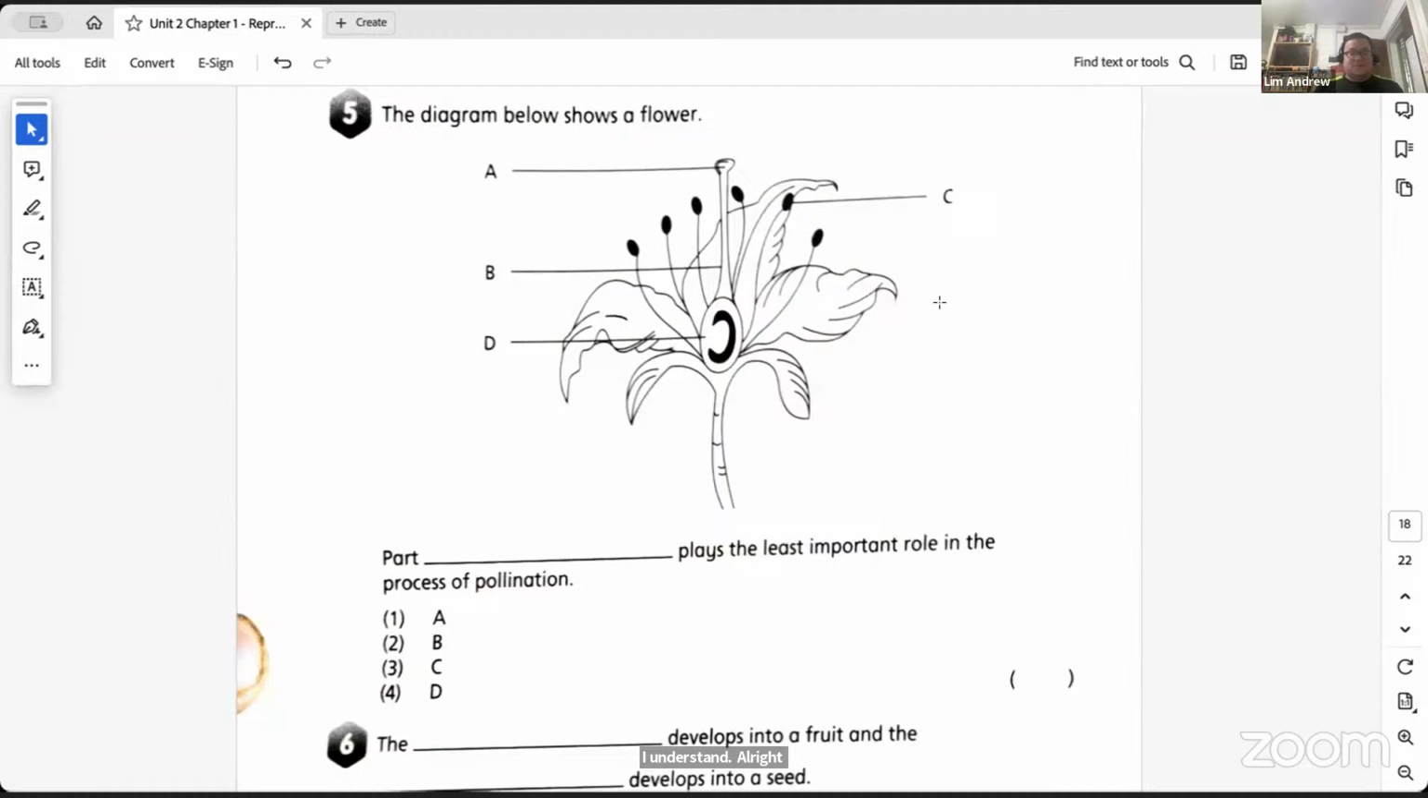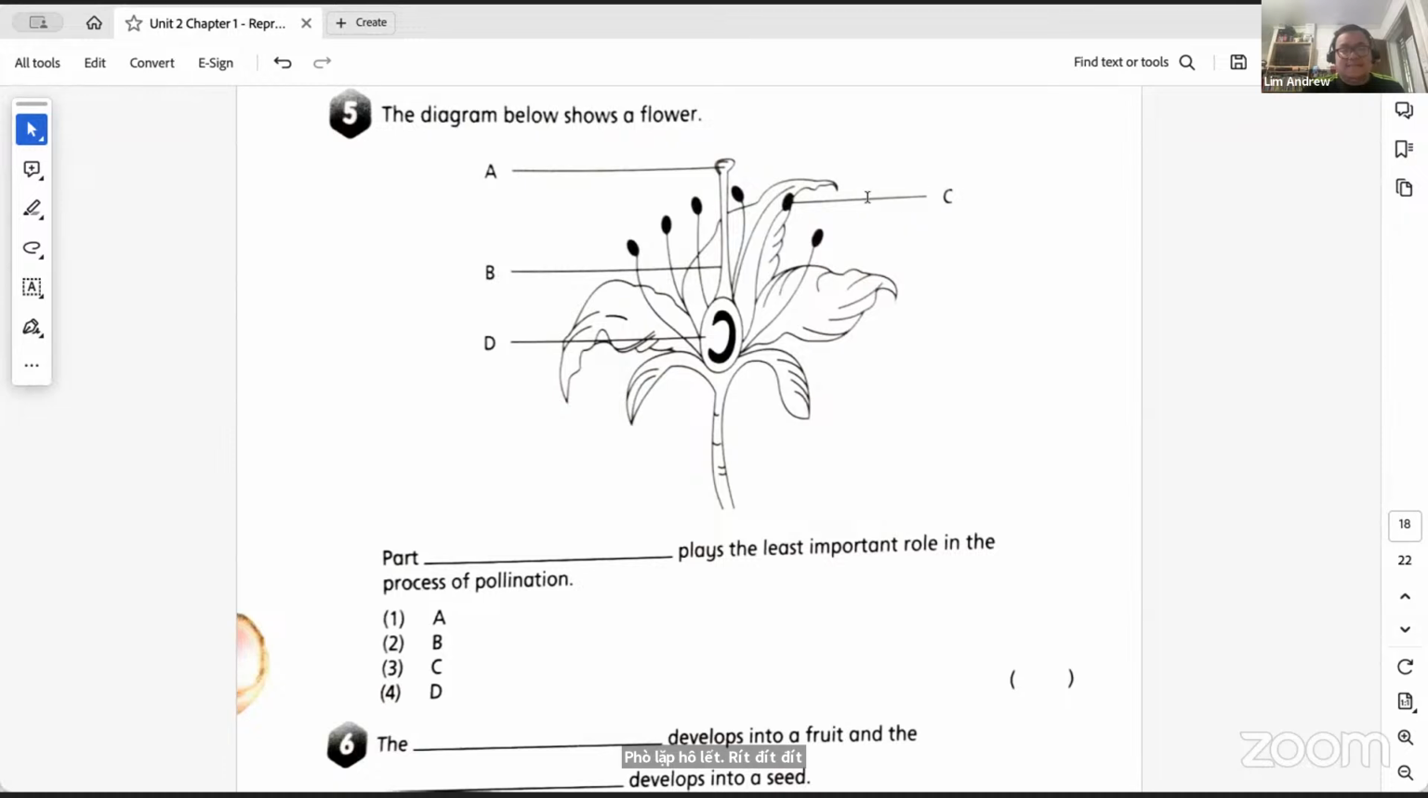The answer for this question is actually D. Why do I say so? C is an anther. Anther is the part where they produce the pollen grain for it to be stuck on an animal, in order for the animal to carry it to a female part for the pollen grain to touch the stigma, which is A.